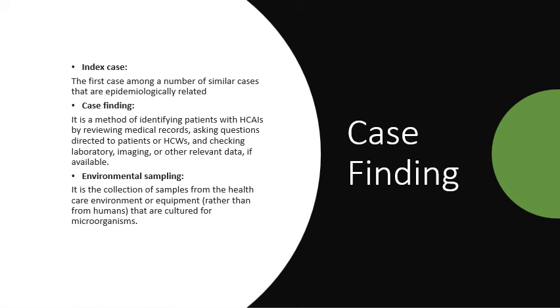Case identifying means the method of identifying patients with hospital-acquired infection through a combination of reviewing medical records, asking questions directly to the patient or healthcare worker, and checking laboratory, imaging, or other relevant data if available. Environmental sampling is the collection of samples from the healthcare environment or equipment, rather than from humans, that are cultured for microorganisms in a huge outbreak or in an uncontrolled outbreak.